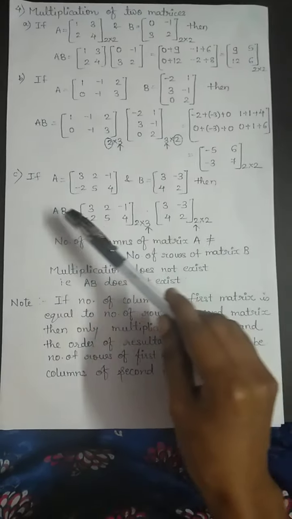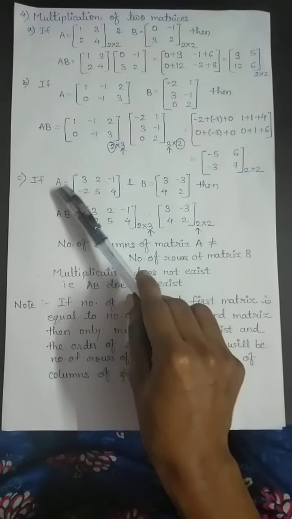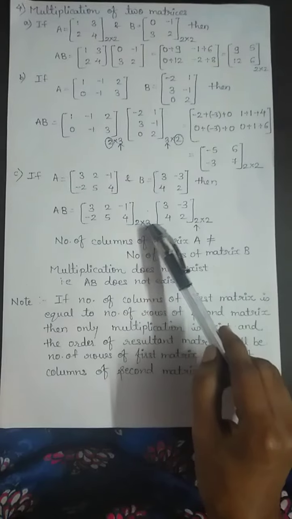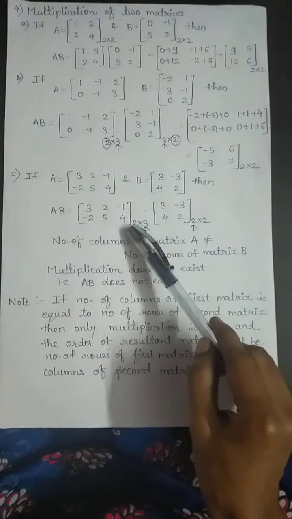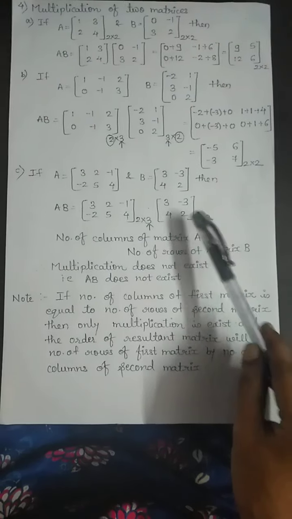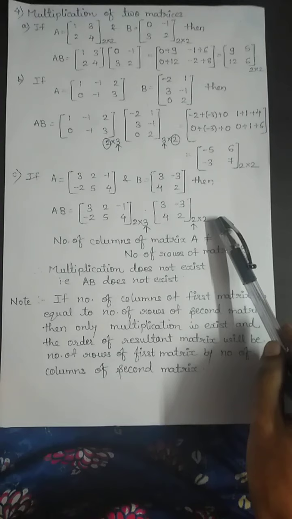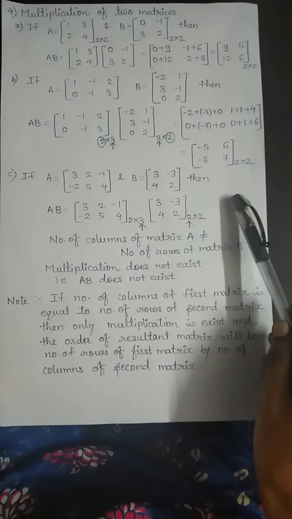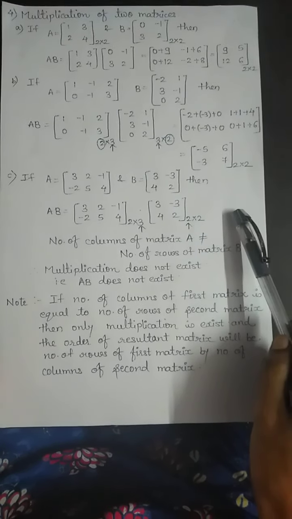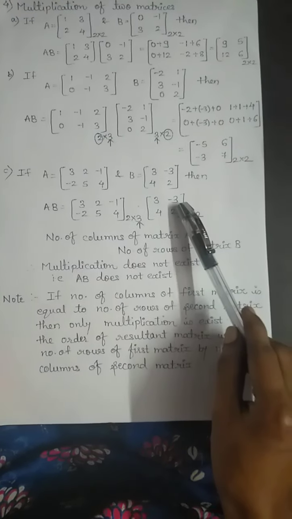Now suppose we consider one more example. Here A is a matrix of order 2 by 3. 2 rows and 3 columns are present. B is a matrix of order 2 by 2. 2 rows and 2 columns are present. And the question is, find matrix A into B. That means we want to multiply these two matrices A and B.